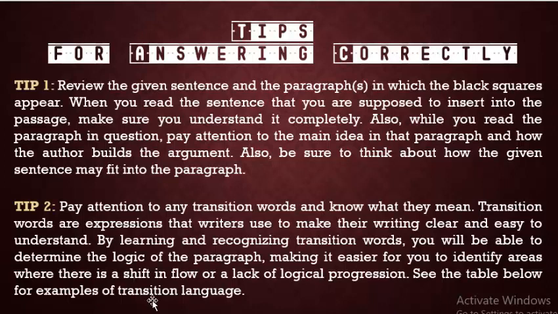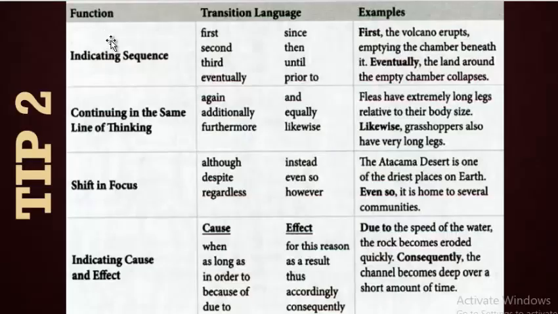See the table below for examples of transition language. Some transition language is brought here for you: what is their function, how do we recognize transition language, and examples. Indicating sequences: what you see here shows sequence. In the event, or occurrence, something that happens. First, second, third, eventually, since, then, until, prior to.